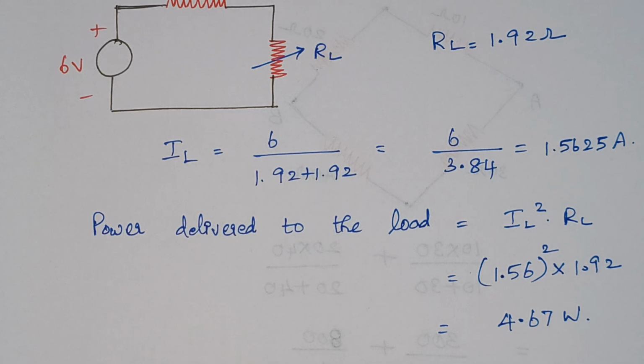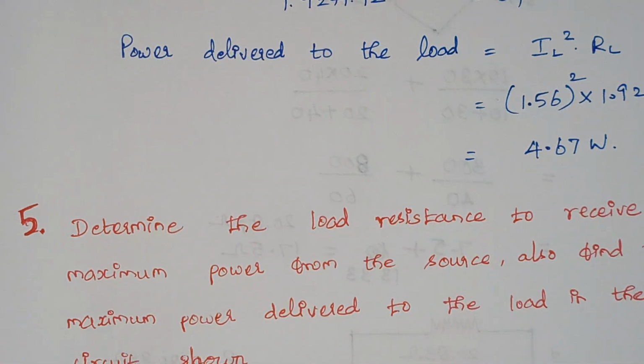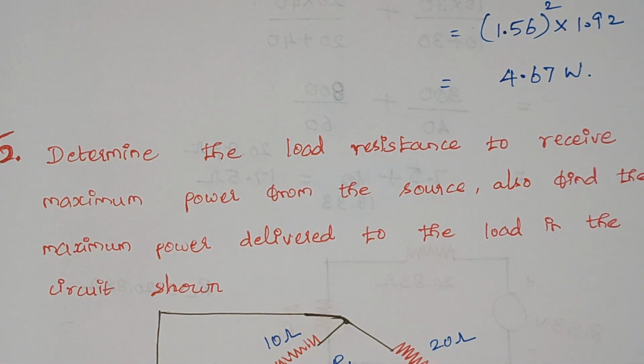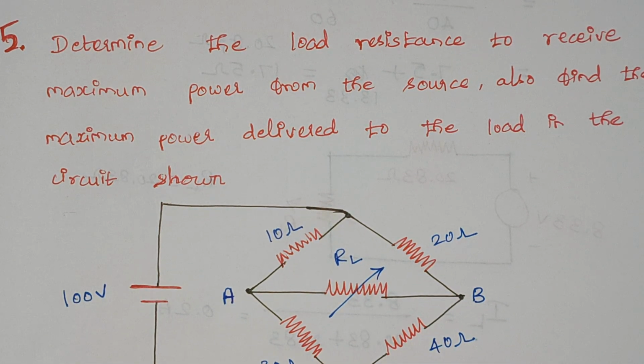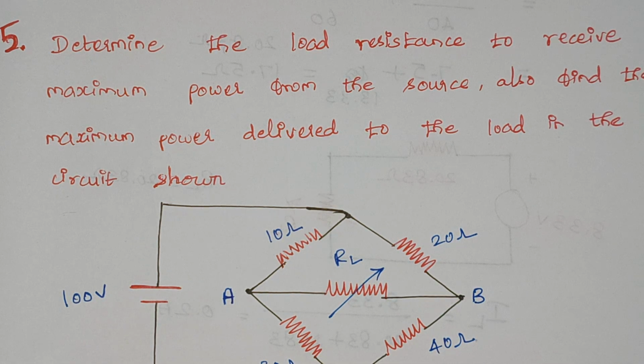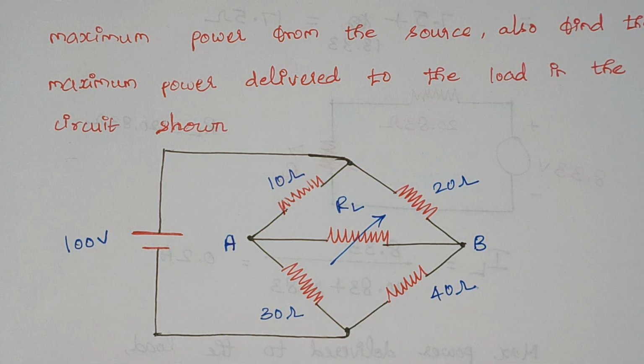Now we will move on to the next problem. Here the problem is: determine the load resistance to receive maximum power from the source. Also find the maximum power delivered to the load in the circuit shown. So here, this is the given circuit.